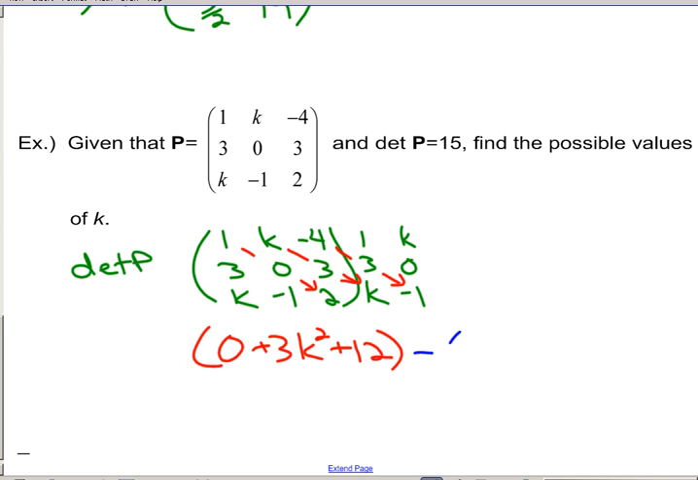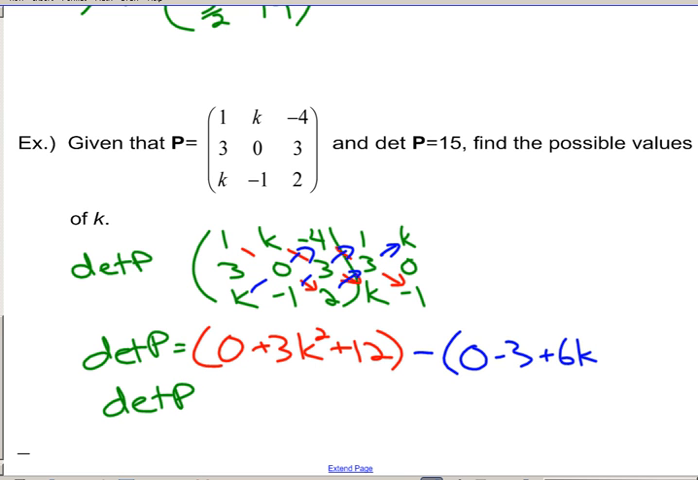Minus the sum of the upward diagonals. This would be 0. This one's going to be negative 3, and this one's going to be 6k. So det P is equal to this, which means that det P is, I have 3k squared here. I'll have a negative 6k. And I'll have a positive 15.